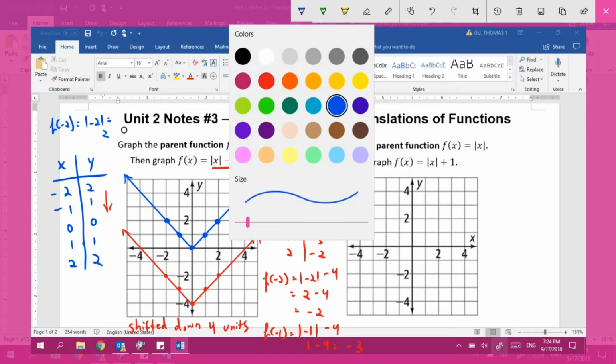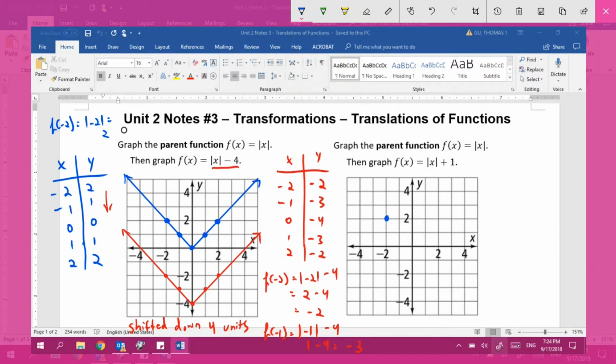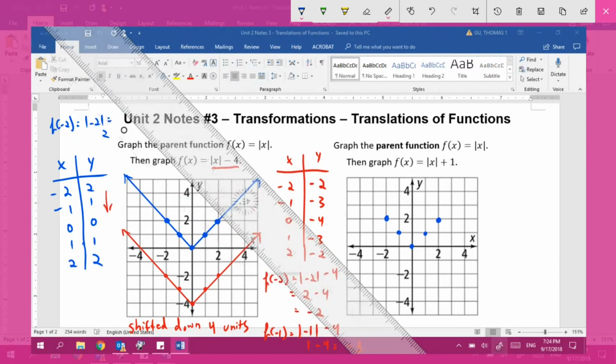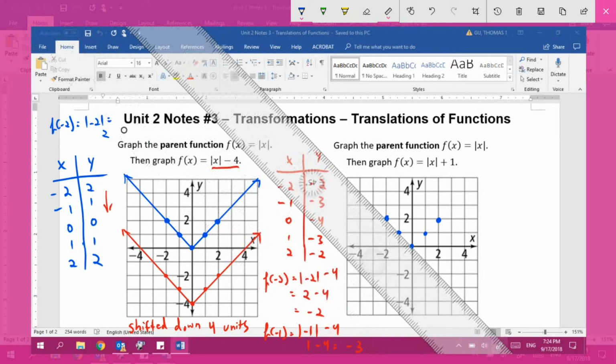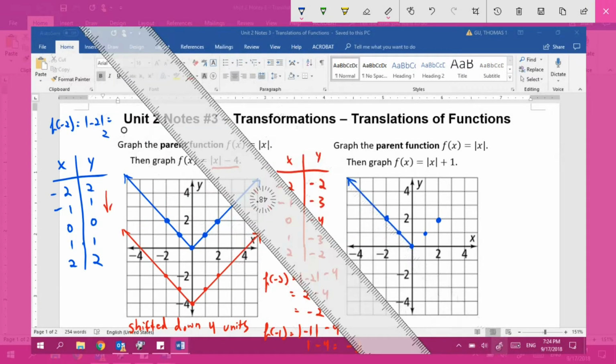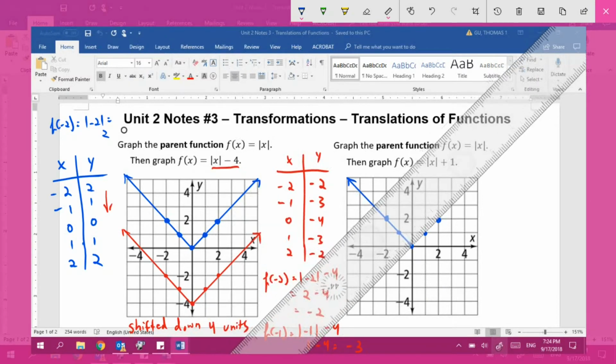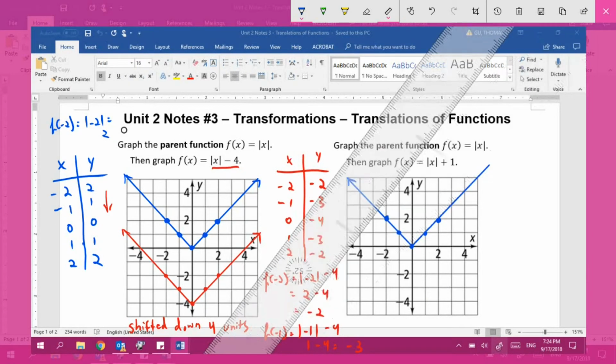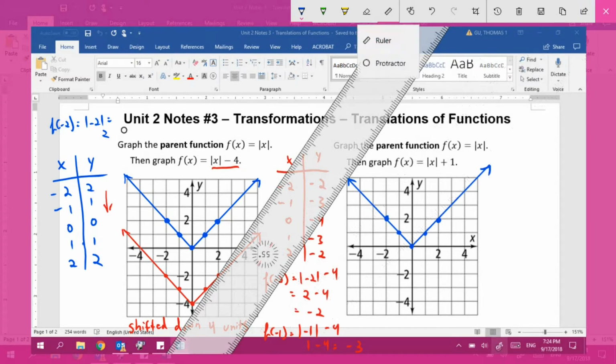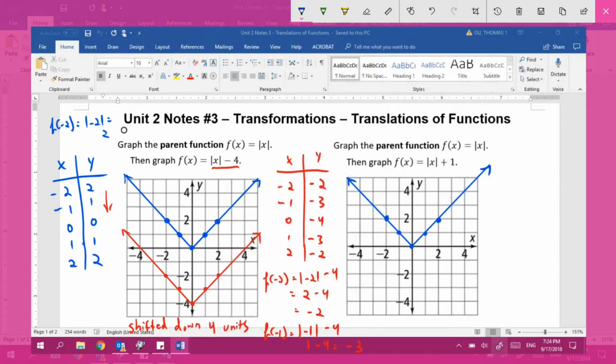Once again, graph the parent function. So I'm just going to go ahead and graph those points: -2, 2, -1, 1, 0, 0, 1, 1, and 2, 2. This is the parent function for absolute value, because we're always comparing our transformations to the parent function. And there we go. So this time we're graphing f of x equals the absolute value of x plus 1. So let's see what we get.